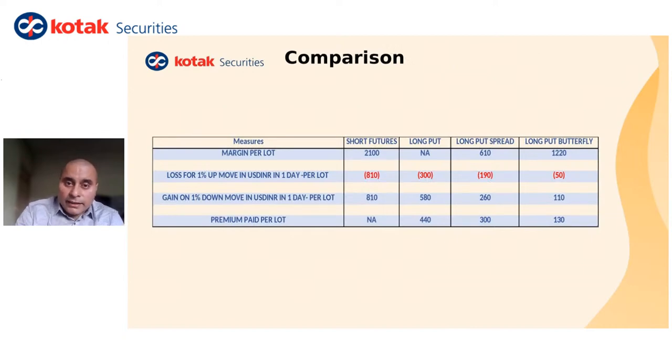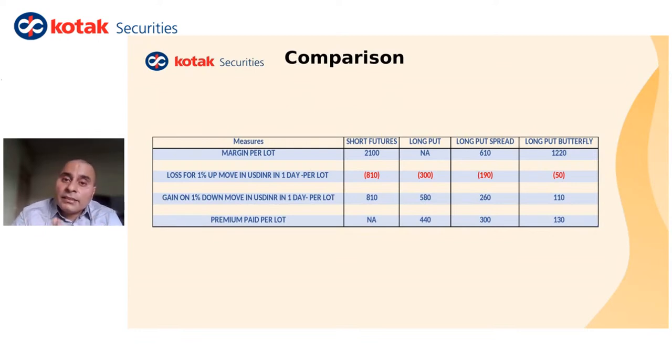This is, again, a comparative table of the bearish bets. In this, as we can see, of course, the unlimited loss or the maximum loss is on short futures, and it dramatically declines as you move from, say, short futures to a long put butterfly. Now, this was where we have a bullish view and a bearish view on the market.